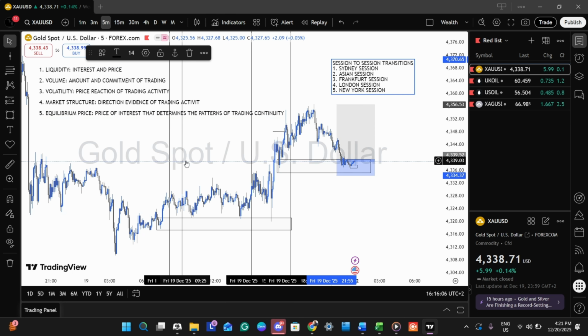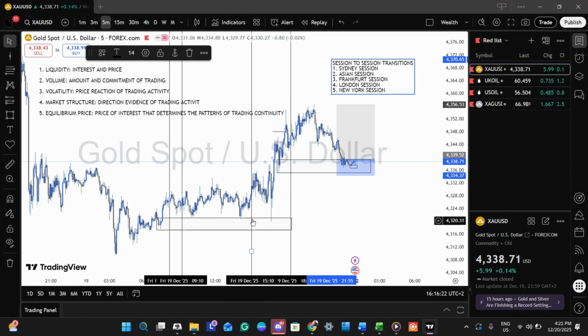Okay, so now we're going to focus specifically on gold spot against the US dollar. We're going to focus specifically on the US market and see how transitions took place from there.